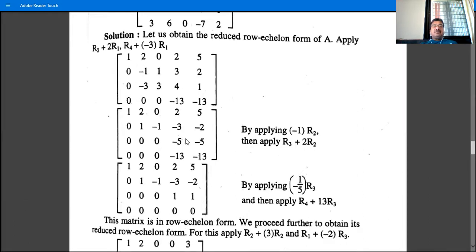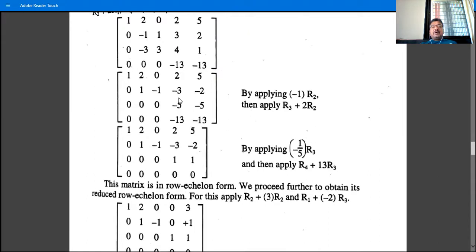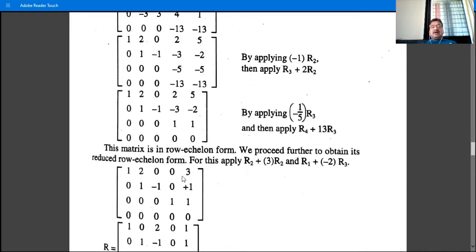Okay, we have this matrix after the transformation. Not R1, R3 plus 3R2. By using this one, we have to do this. Then we have to reduce this minus 5 to 1, so minus 1 by 5 R3. This is the matrix. Then we reduce this minus 13 to 0, so the operation is R4 plus 13 R3. By using this one, we reduce this minus 13 to 0. So we have this, and this is actually the row echelon form.